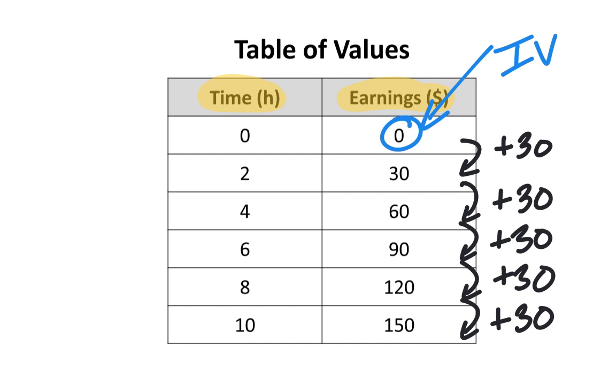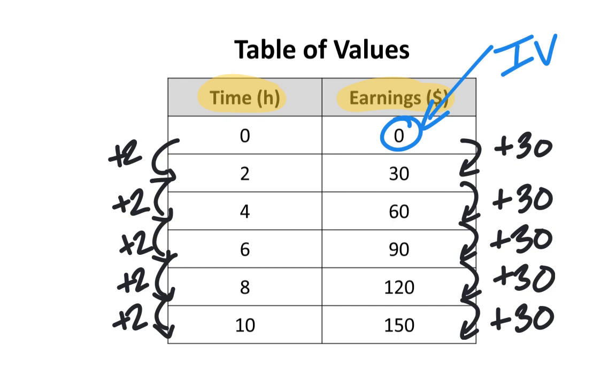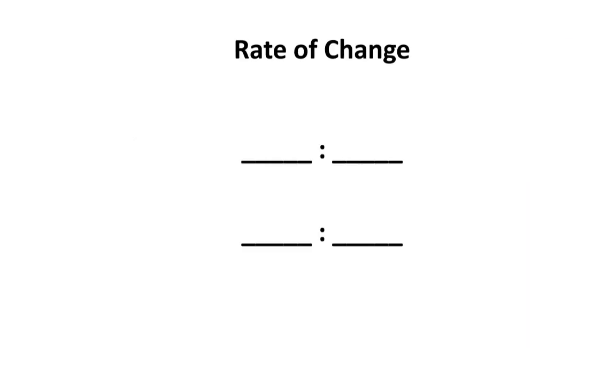Many of you would say that the rate of change is 30, since it is increasing by $30 each time. However, that would be incorrect, as the number of hours isn't increasing by 1, they are increasing by 2. Which means you are earning $30 for every 2 hours. However, we don't care about how much money you make for every 2 hours. I want to know how much money you make for every 1 hour.